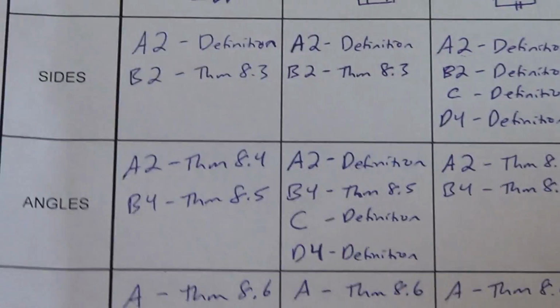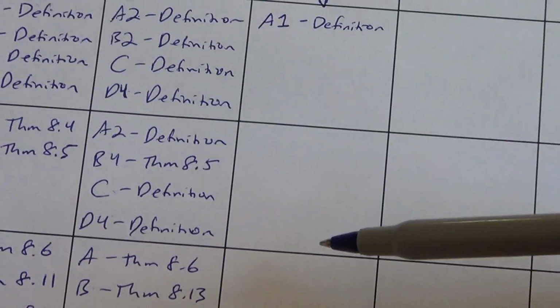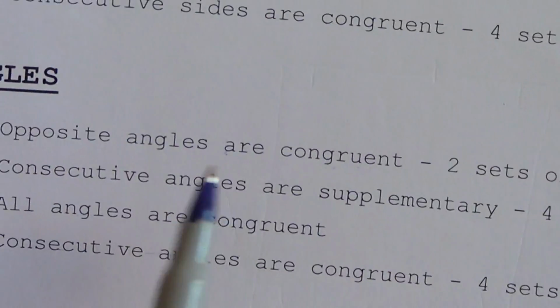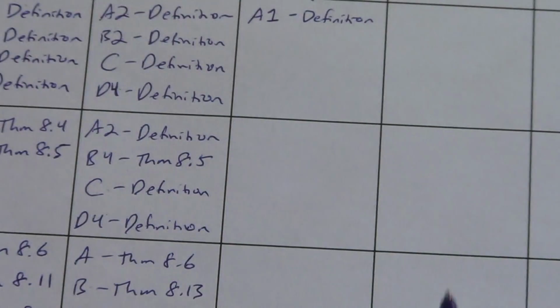All right, let's look at angles. Okay, so that's our next thing over here is angles. All right, so let's come back over here. All right, first thing for angles. Opposite angles are congruent. Okay, opposite angles are congruent.